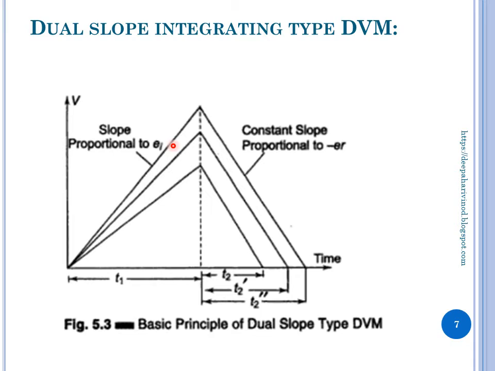After a fixed time T1, the input voltage is disconnected and the integrator input is connected to the negative voltage, that is minus ER. The integrator output will be a negative slope which is constant and proportional to the input voltage. So after T1, the integrator output will have a constant negative slope proportional to the input voltage.